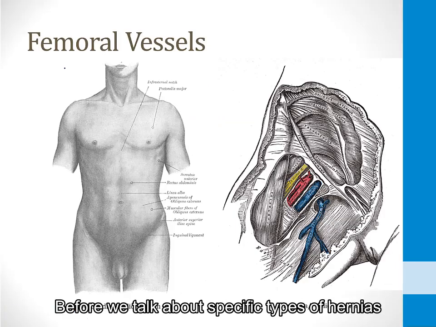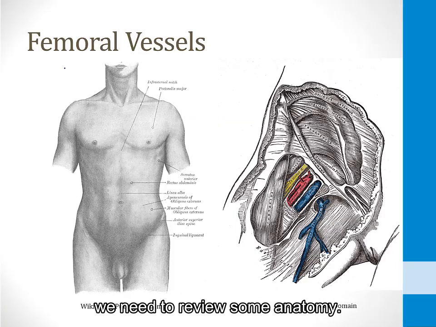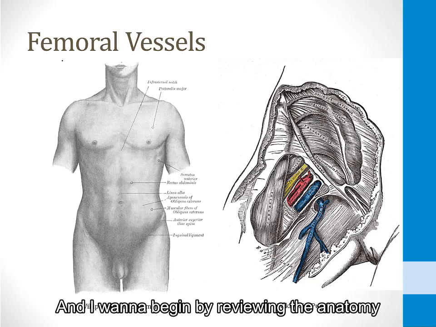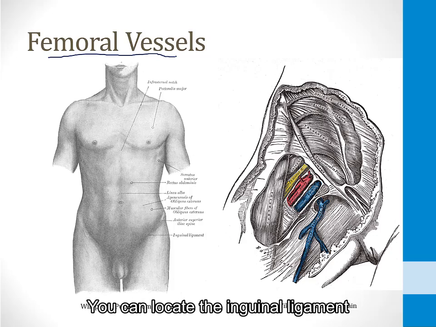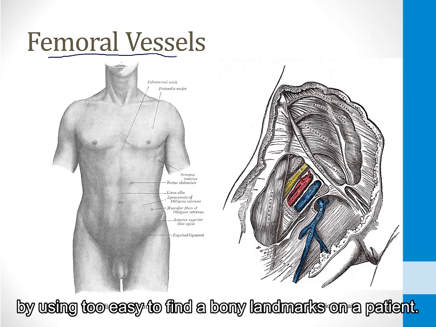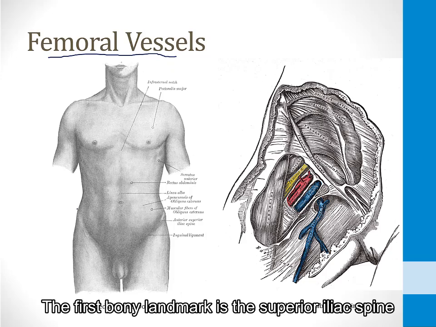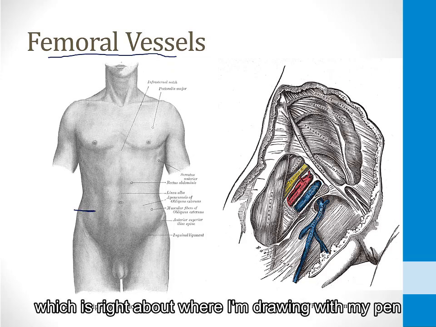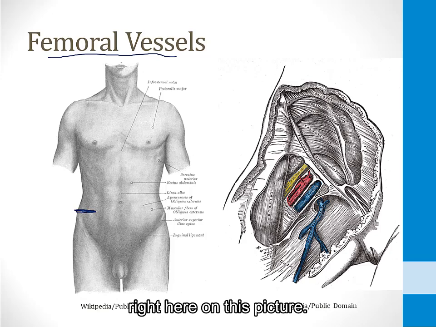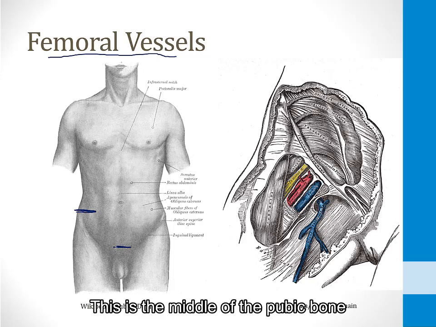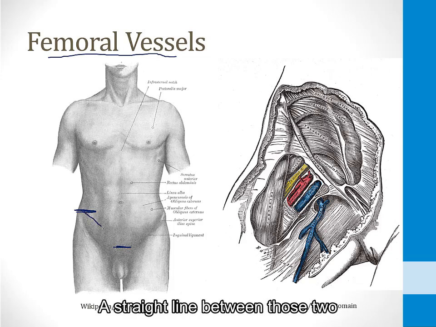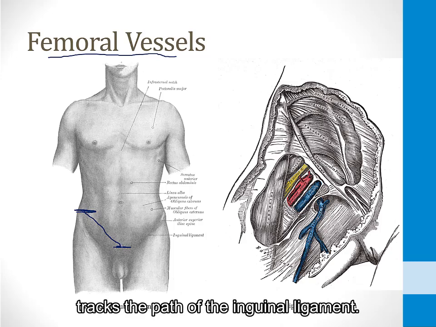Before we talk about specific types of hernias, we need to review some anatomy, and I want to begin by reviewing the anatomy of the femoral blood vessels and the femoral triangle. You can locate the inguinal ligament and the femoral blood vessels by using two easy-to-find bony landmarks on a patient. The first bony landmark is the superior iliac spine, which is right about where I'm drawing with my pen right here on this picture. The second bony landmark is the pubic symphysis. This is the middle of the pubic bone where I'm drawing with my pen. A straight line between those two easily identifiable bony landmarks tracks the path of the inguinal ligament.